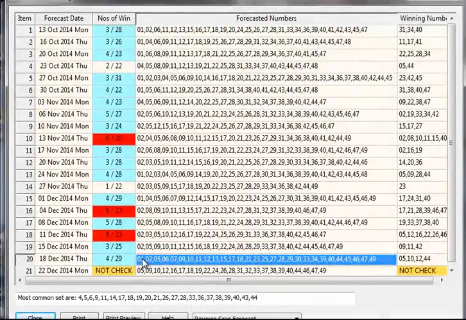For the reverse scan, altogether we have 4 types of forecasts. One of the forecasts is named reverse scan. For the reverse scan, what we forecasted on the 18th for the 22nd draw, out of 29 numbers, we got only 4 numbers correctly forecasted. So please take note.